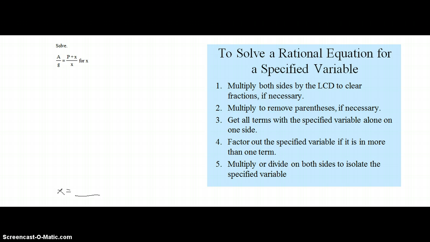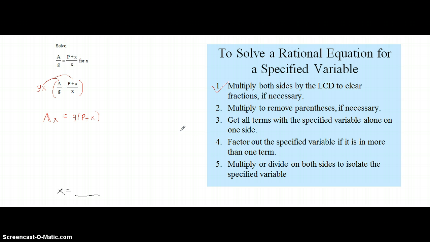So first let me copy this and just write it again down here so we don't have that 4x part there. And now I'm going to multiply both sides by the LCD, which is gx. If I multiply by gx to both sides of the equal sign, on the left the g's will cancel, so we'll just be left with ax. On the right side of the equal sign, the x's will cancel, so we'll just be left with g times p plus x. So now we have done step 1.